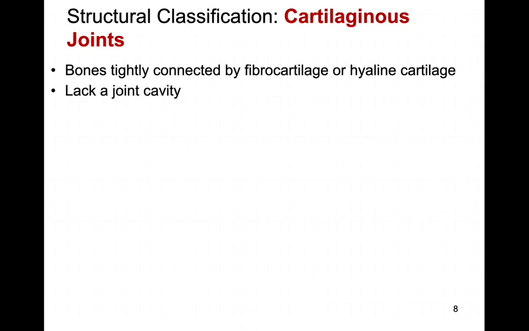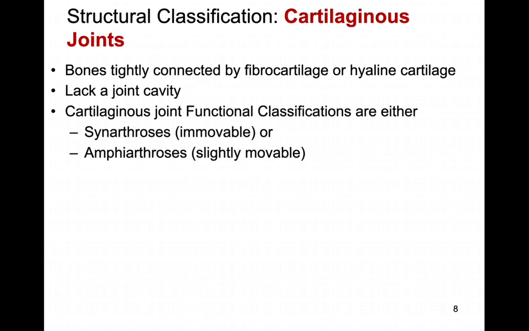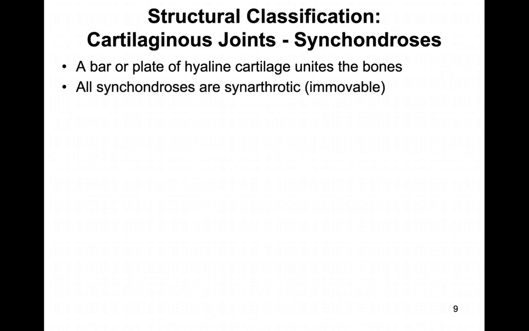So cartilaginous joints: the bones are tightly connected by fibrocartilage or hyaline cartilage. They do not have a joint cavity. So they're either synarthroses or amphiarthroses. This includes the synchondroses, and the symphyses. A synchondrosis is a bar or plate of hyaline cartilage that unites the bones. Eventually, this cartilage will turn to bone in a synchondrosis. So they are considered synarthroses.